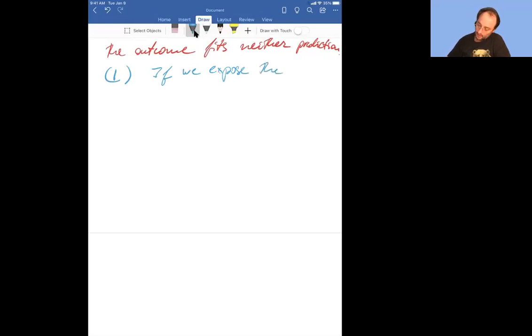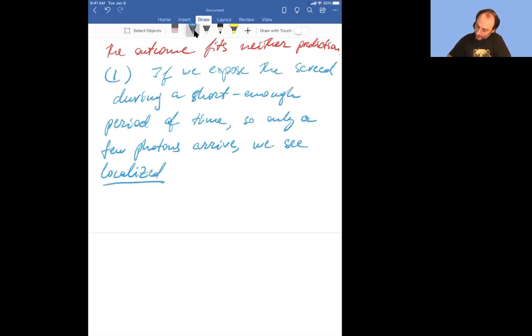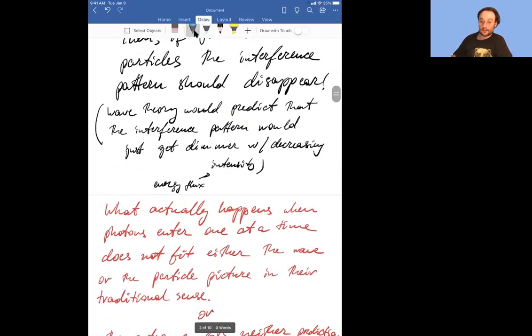So if we expose the screen during a short enough period of time, so only a few photons arrive, we see localized impacts, not a very weak fringe pattern, like I discussed here in this parenthetical.